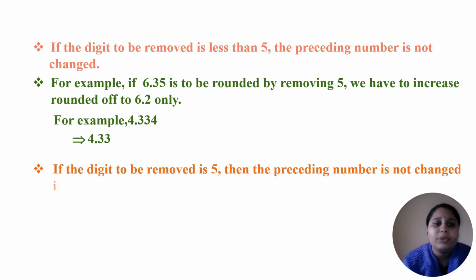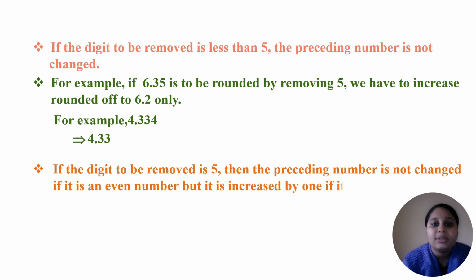If the digit to be removed is 5, then the preceding number is not changed if it is an even number, but it is increased by 1 if it is an odd number. So if it is even, you need not change it. If it is odd, for example 6.35, then you make it 6.4.